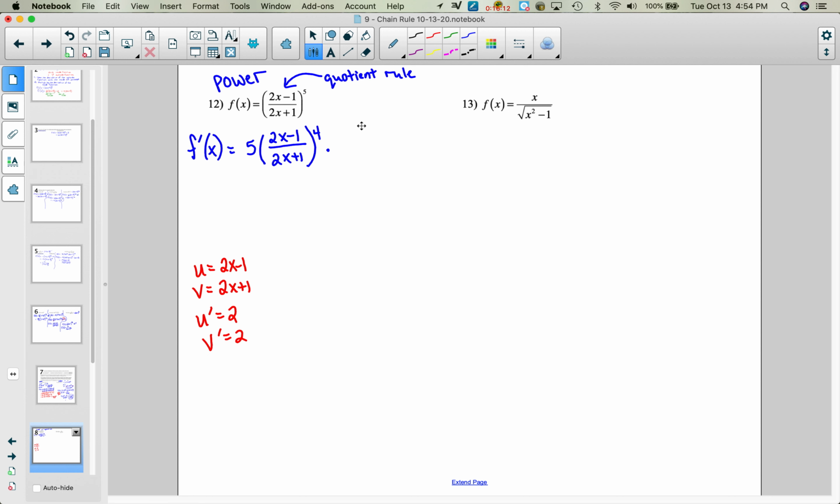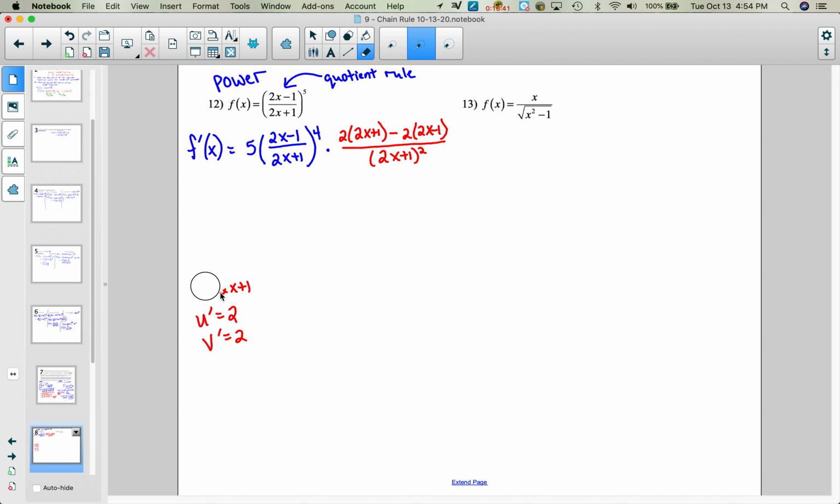So to get the derivative of that, I need u prime v, so that's going to be 2 times (2x plus 1) minus u v prime. So I'm going to put the v prime part first since it's a 2 times u, all over v squared. So that's going to be (2x plus 1) quantity squared. All right, I'm actually going to erase this so it's out of my way.